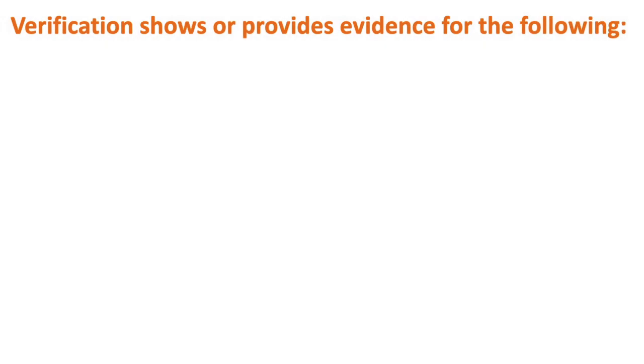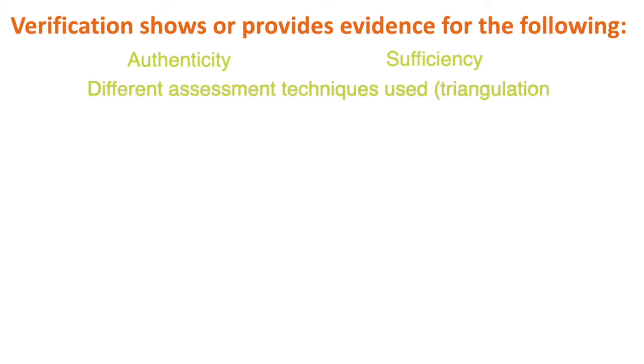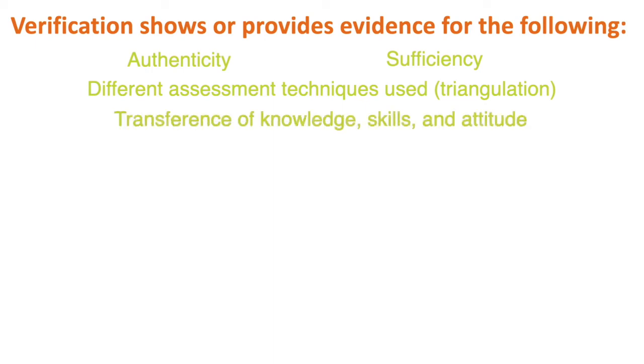Verification shows or provides evidence for the following. Authenticity: it confirms that it is the learner's work. Sufficiency: it identifies that she has provided sufficient evidence to meet the requirements of this part of the unit standard. Different assessment techniques used, that's triangulation: observation, questioning, and workplace documentation. Transference of knowledge, skills and attitude into workplace practice.